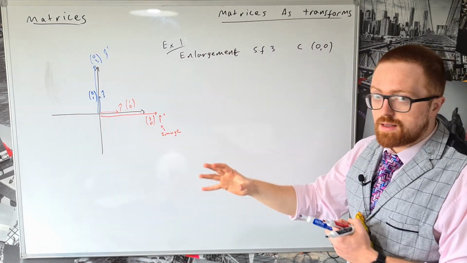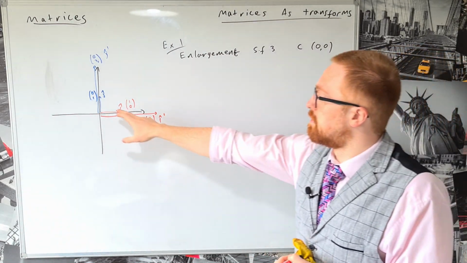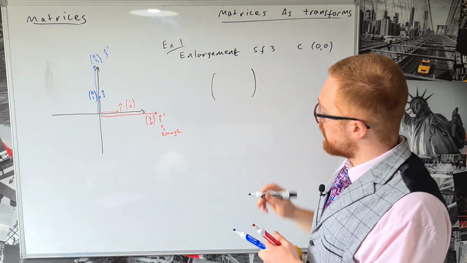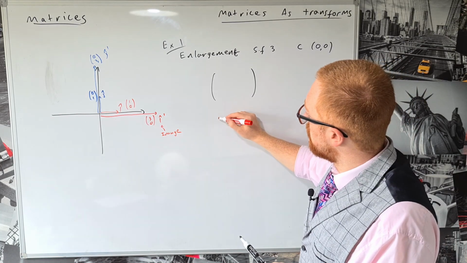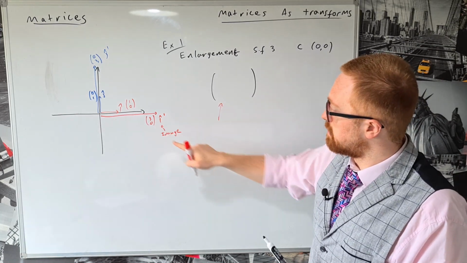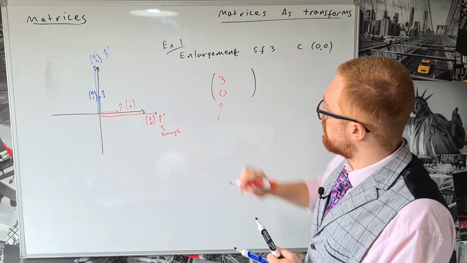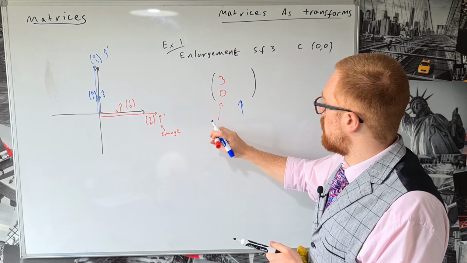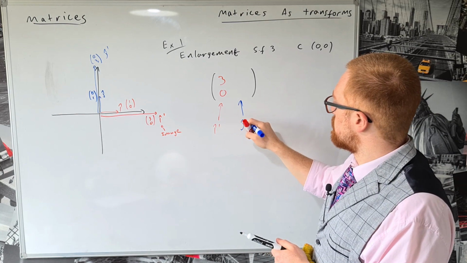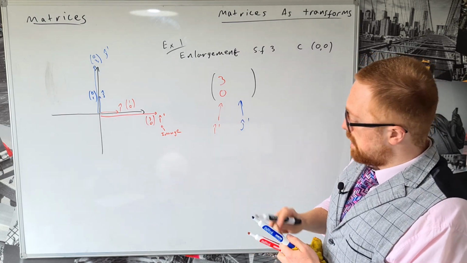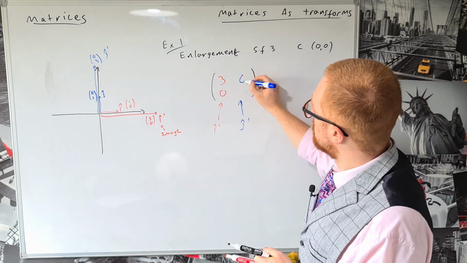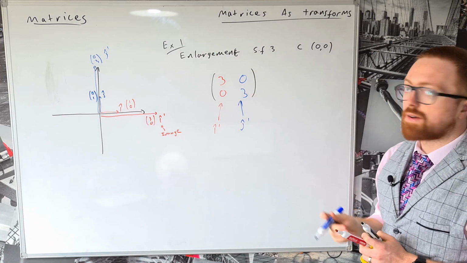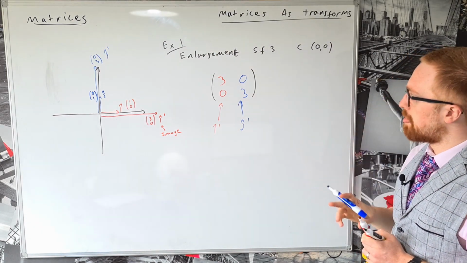Now, we said that in a matrix, all we need to do is keep track of what happens to i hat and j hat, and that's exactly what we're going to do. And so we have our matrix, and this first column is literally where i hat lands, so that's (3, 0), and this second column is literally where j hat lands, which is (0, 3). So this is the matrix that represents an enlargement scale factor 3, centre the origin.